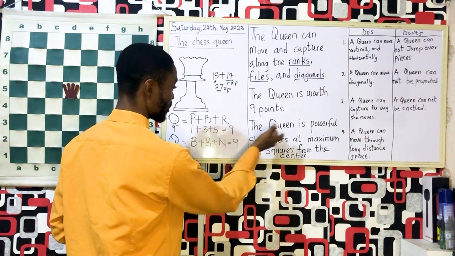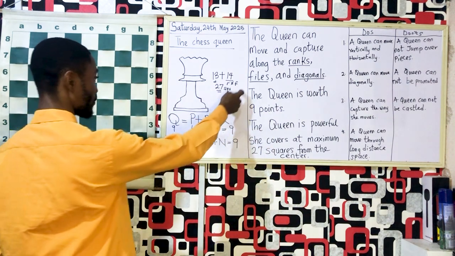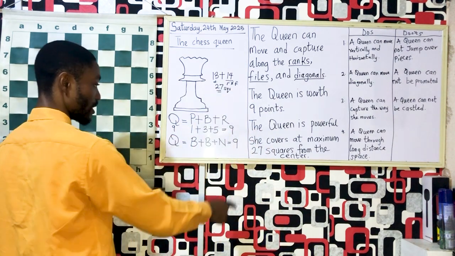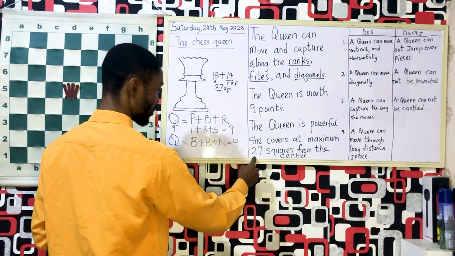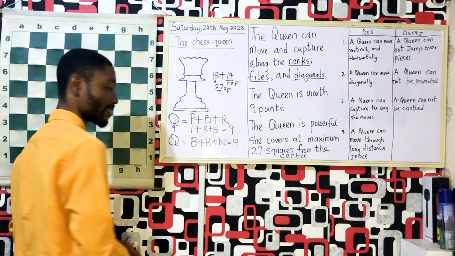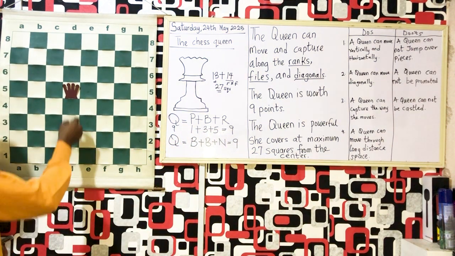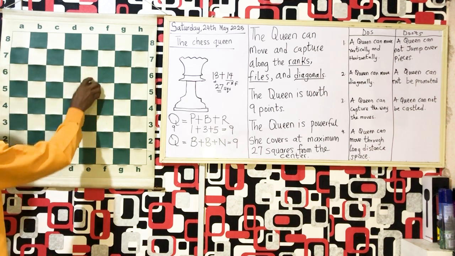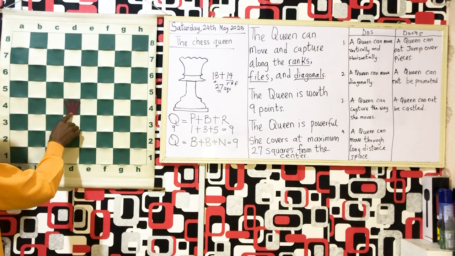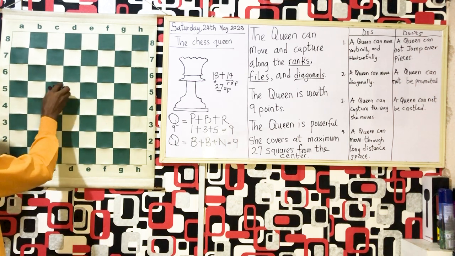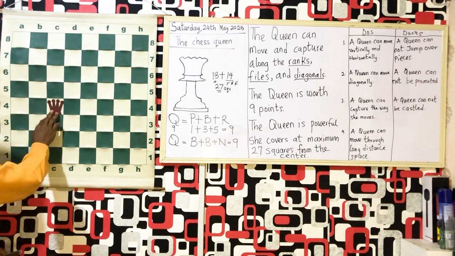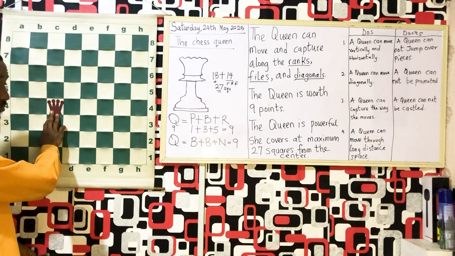Moving to the queen is powerful. We've just seen the number of squares the queen can cover. She covers at maximum 27 squares from the center, and that is not only when standing here. She can also cover the same number of squares when standing somewhere here, or somewhere here. Any of these 4 squares. Anything aside from these 4 squares, the number of squares reduces.